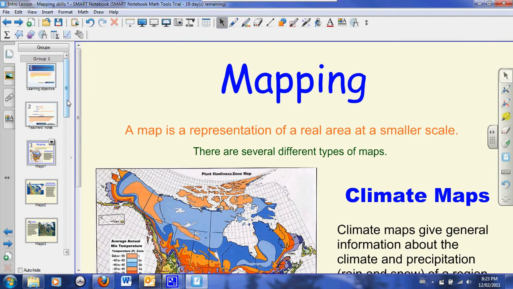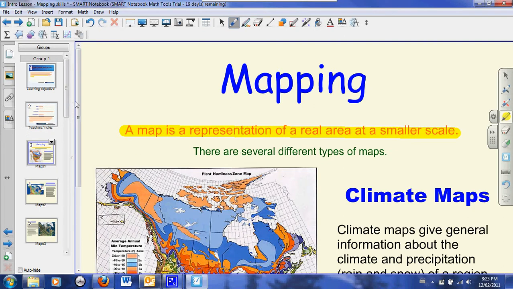Now, before we can get to that, we actually need to know what a map is. A map is a representation of a real area, all at a smaller scale. Now, there's different ways of doing this. Not one map can show everything because there'd be way too much information on there.